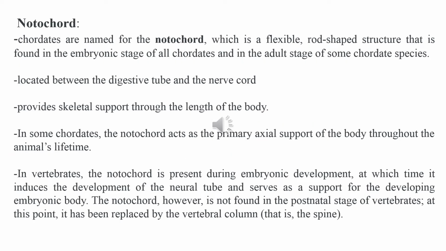Now the first character which we are going to talk about is notochord. The chordates got their name from notochord itself, and notochord is basically a flexible rod-shaped structure which is present in embryonic stages of almost all the chordates, but in some cases it is also present in the adult stage. It is located between the digestive tube and nerve cord and provides axial skeleton to the body.